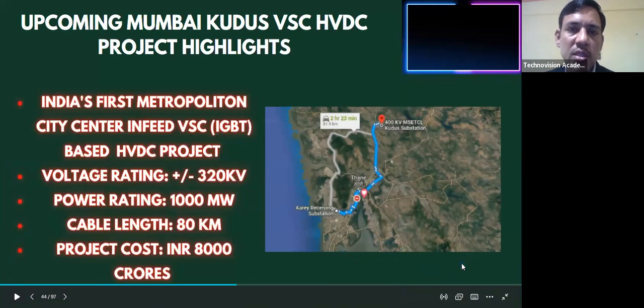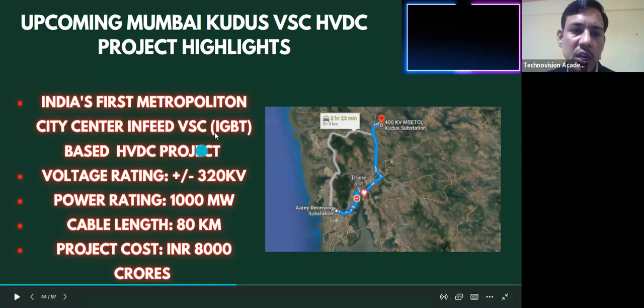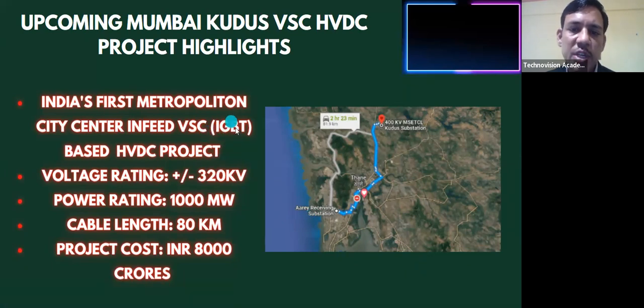Now these are some of the highlights of the upcoming Mumbai Kudus VSC HVDC project in India. We can say that this is India's first metropolitan city center in-feed VSC, that is IGBT based technology. If you see the distance from Kudus to this Aarey, it is near about 80 kilometer. So shortest distance they are following. So cable length will be 80 kilometer, and the power rating of this link is 1000 megawatt. And it has a voltage rating of plus minus 320 kV.